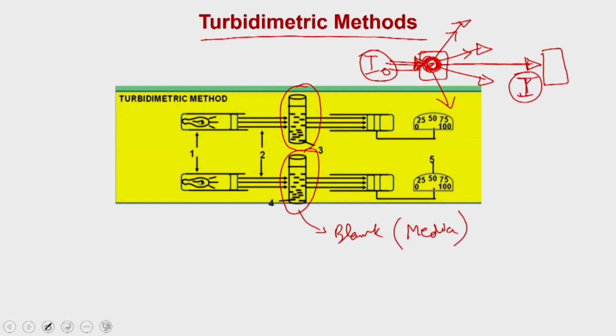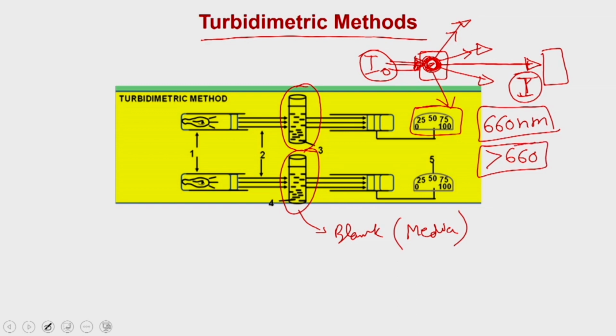Then you collect the absorbance or the scattering of these cells at 660 nanometer, or any wavelength bigger than this number, because beyond 660 nanometer you are able to measure the scattering of the cells. The number you get is the scattering or the turbidity of the solution, and that can be correlated to the number of bacteria present in this solution.